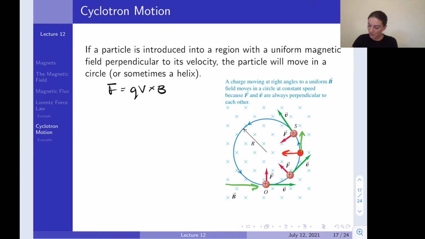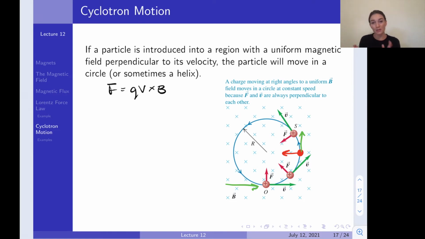And every time it moves a little bit, the force will change direction because its velocity is changing direction. So it will end up tracing out a circle, and it will just keep going in this circle because, every time it gets back to the same point, the force is going to change and it will keep it moving in a circle. So this is called cyclotron motion because your charged particle is moving in a circle in a uniform magnetic field.